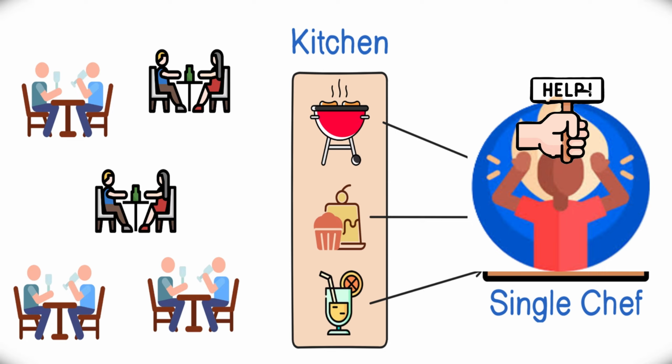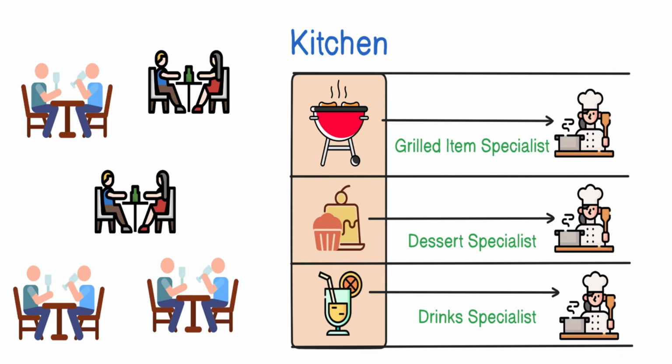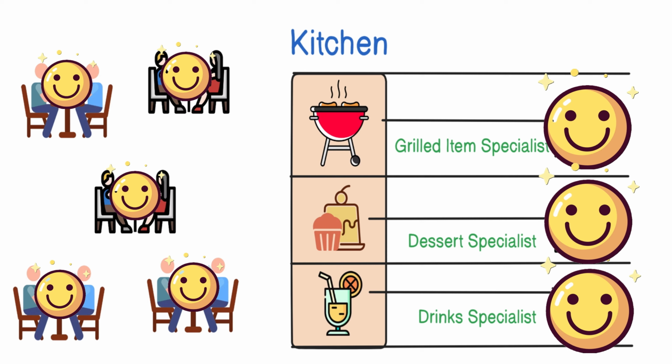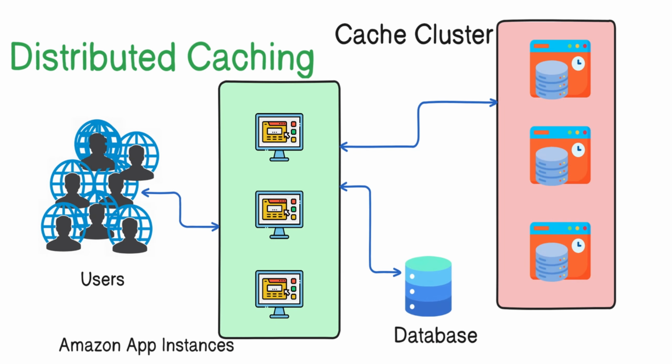So to solve this problem, the kitchen can be divided into multiple sections. One for grilling, one for desserts, and one for drinks. Each of the sections will have different chefs to handle the related orders. This strategy ensures that no single chef is overloaded and the orders are served quickly. Isn't this exactly what we want from our software applications too? We want no server to be overloaded and we should be able to serve the clients as quickly as possible. Distributed caching works in a similar way. Instead of one central cache storing and serving all the requests, multiple cache servers handle different pieces of data. When an application requests information, it gets routed to the appropriate cache server that holds that particular data.